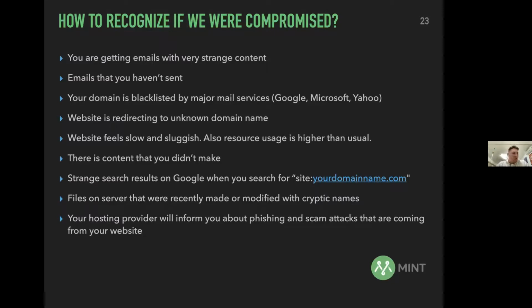So the first thing that you're going to notice is you're going to start getting a bunch of emails with very strange content, a Nigerian prince trying to offer you billions of dollars and stuff like that. You're going to see emails in your sent folder that you actually haven't sent. This is going to happen, for example, if you have a contact form on your website which is connected to the mail server. If your website is compromised, the credentials are basically available for anyone to see.